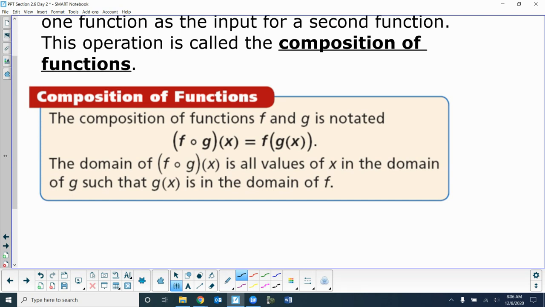All right, and we're not going to worry about domains and ranges. We're just going to show you how to do it. So whatever g of x is goes in place of x in the f function, is what you're doing. Okay? So you're doing the g part first. Whatever comes after the circle, you find that answer first. Whatever that answer is goes in for the x's in your f function. Okay?